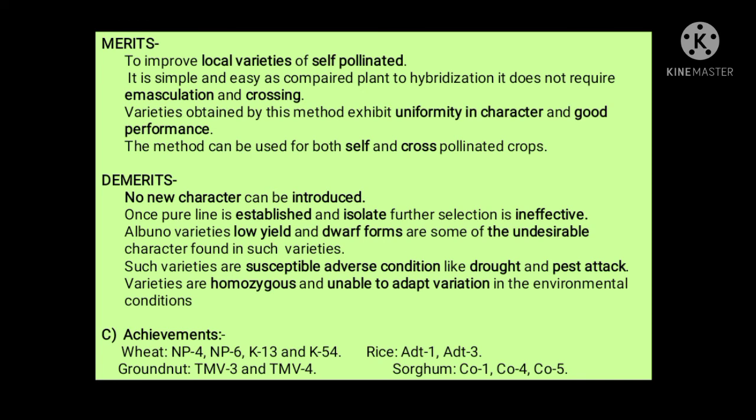Then the demerits: no new character can be introduced by using this method. Once the pure line is established and isolated, further selection in later generations is ineffective. Albino, low yield, and dwarf forms are some of the undesirable characters found in such varieties. Such varieties are susceptible to adverse conditions like drought and pest attack. The varieties are homozygous and unable to adapt to variations in environmental conditions.